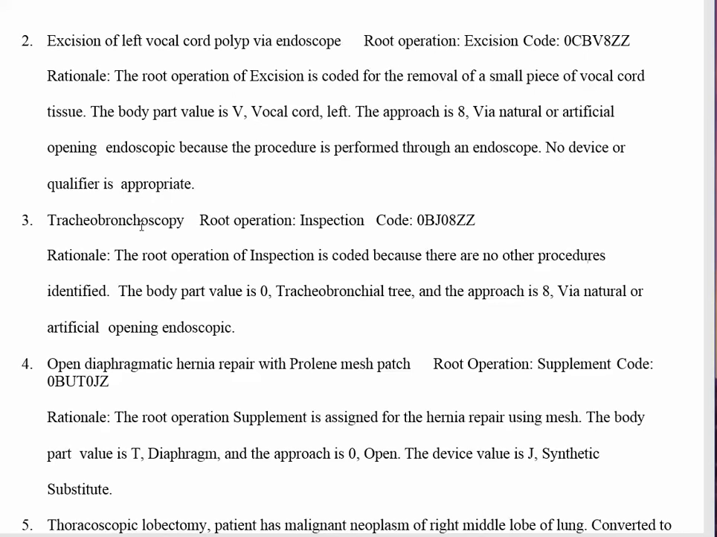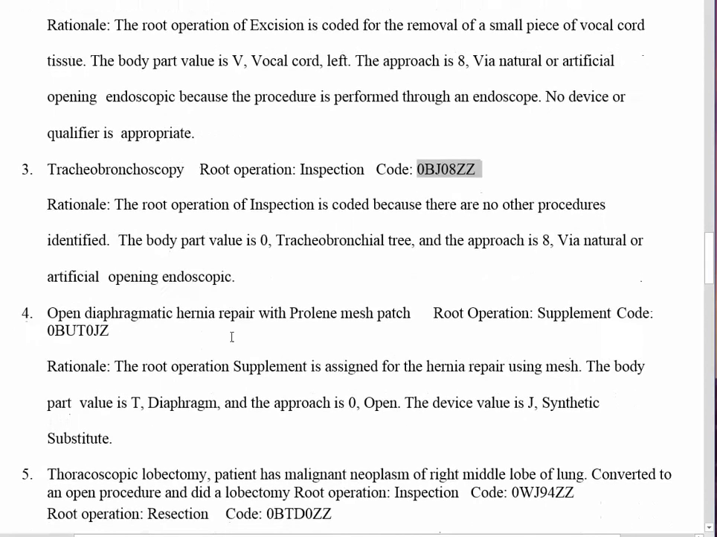And therefore, the root operation is inspection. We're going to index the main term of inspection, then the location. We get 0BJ0. Endoscopic approach is 8. No device is left in the patient at the end of the procedure, and no qualifier. 0BJ08ZZ is our final code, because all we know is they basically did a look around. They didn't take anything away and they didn't put anything in.